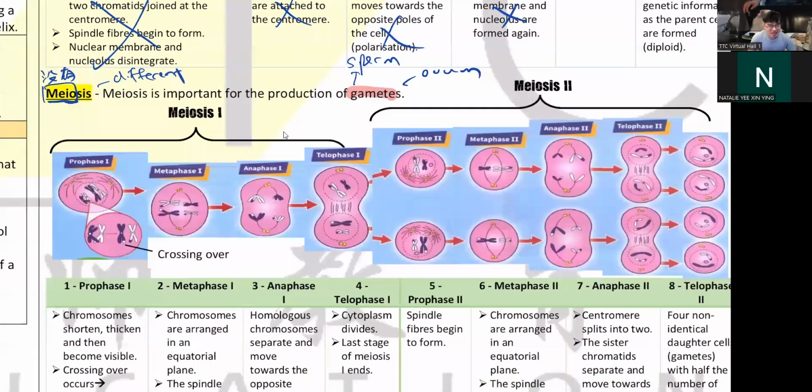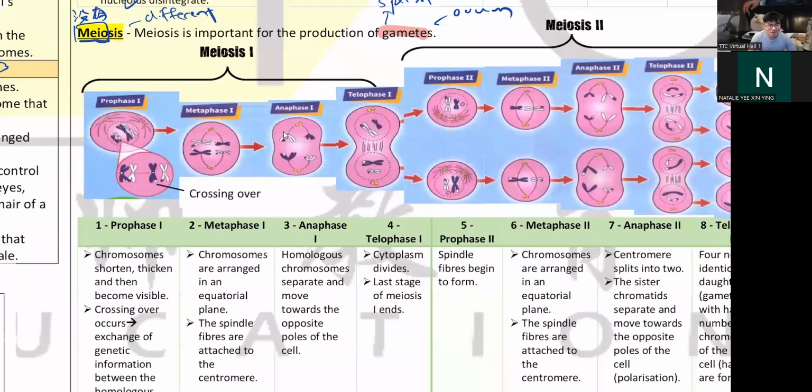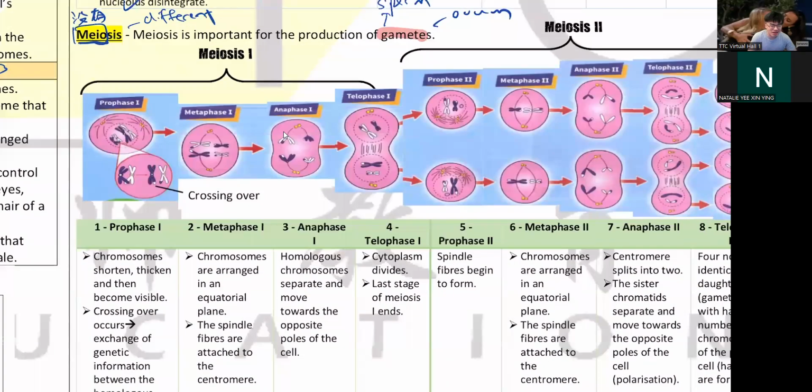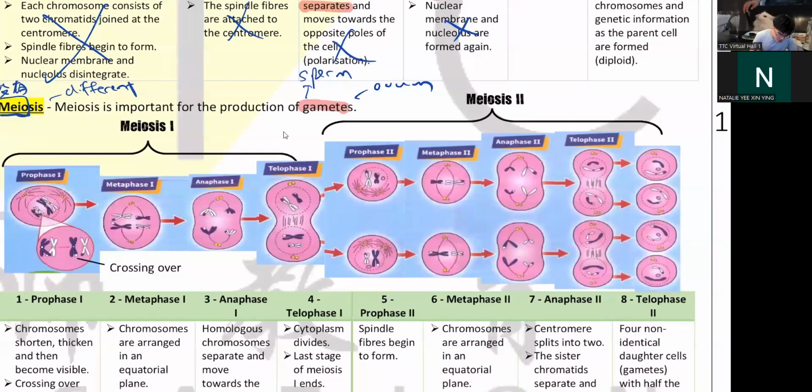So meiosis, right, is a bit complicated. Okay, I'm sure last time when you studied this, you're like, what the hell is this? Wow, so long, how to memorize also. Okay, very easy one. You see, meiosis 1 and meiosis 2, right? They are actually the same. Okay, they just do it twice. That's all.